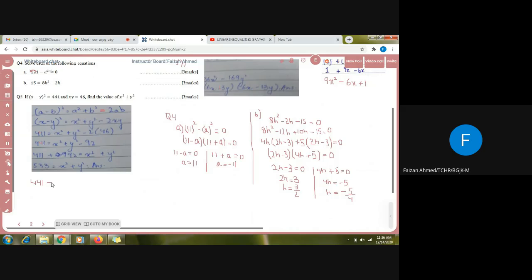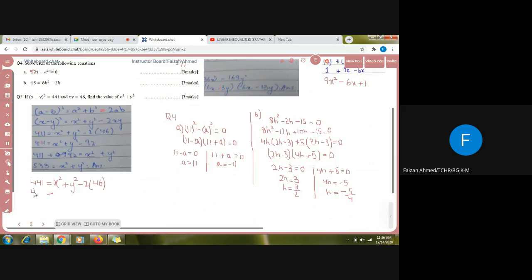So I have written 441 over here. And then with the equals sign, x square plus y square. Since I don't have the value of x square plus y square, I will just write x square plus y square like this. And then minus 2 times the product of xy, so minus 2. And then inside the bracket, I know the value of xy. The value of xy is 46. So I will write 46 inside the bracket and multiply it.